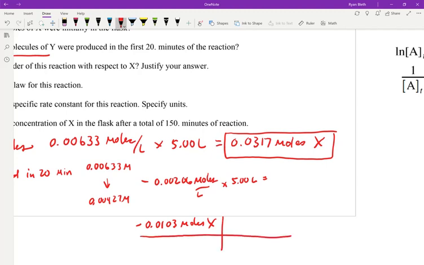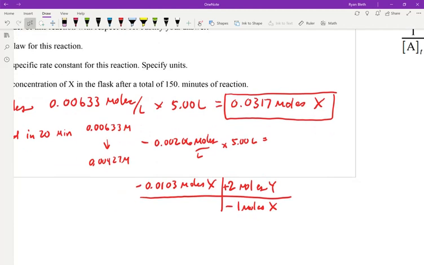But on the flip side, then, we're going to create 2 moles of Y. We're going to have a gain of 2 moles of Y for every 1 mole of X that's lost. And you don't have to show the negative signs here. You can just use them as sort of absolute values. So you could just treat it as positive 0.0103 moles and then use it as a simple 2-to-1 ratio.